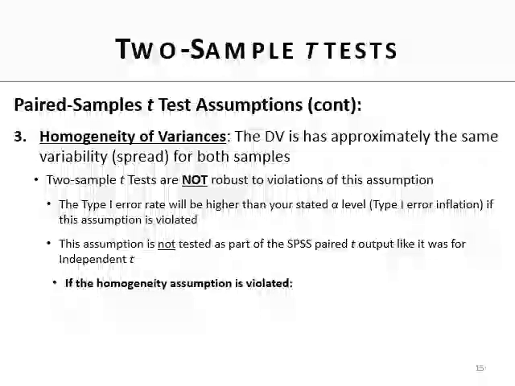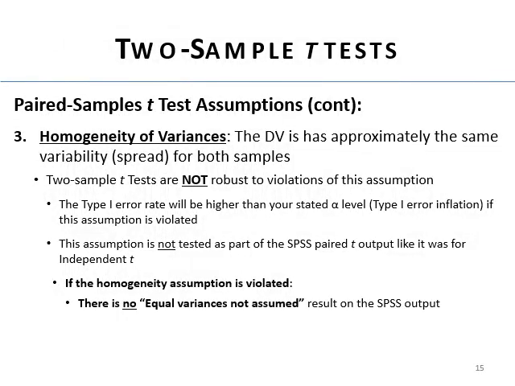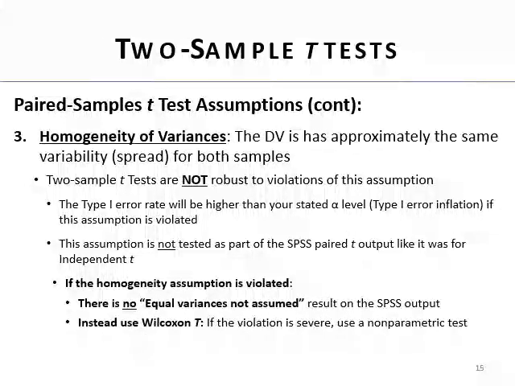So if you violate the assumption, what do you do? Well, there is no equal variances not assumed result on the SPSS output. Not only does it not print a Levene's test, it also doesn't print the alternative results you can use. So kind of your only option is to use Wilcoxon T. So what is that? That is the non-parametric equivalent of paired T. So if you look in the matrix of statistical tests, Wilcoxon T is above paired T.